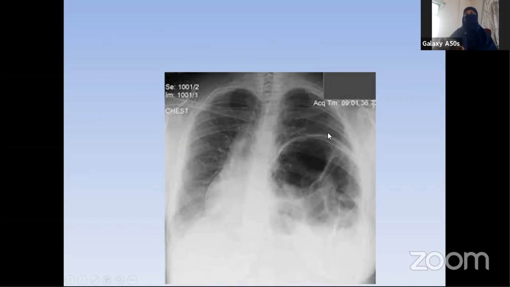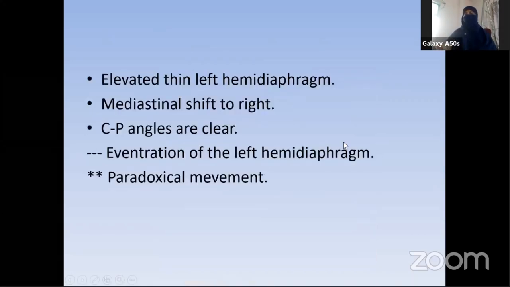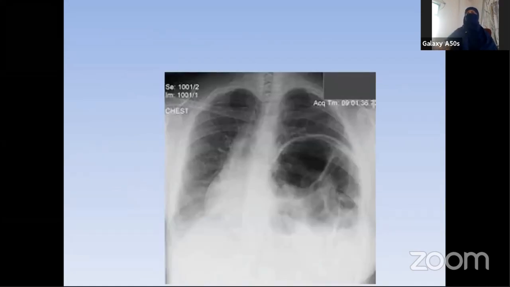the left lung mostly seen to be obscured, and there is a thin elevated left hemidiaphragm. It is seen as a football surface here, and most of the left lung field is not seen. There is a very thin left hemidiaphragm. Underneath the left hemidiaphragm, there are intestinal shadows, like gastric shadows and colonic shadows.